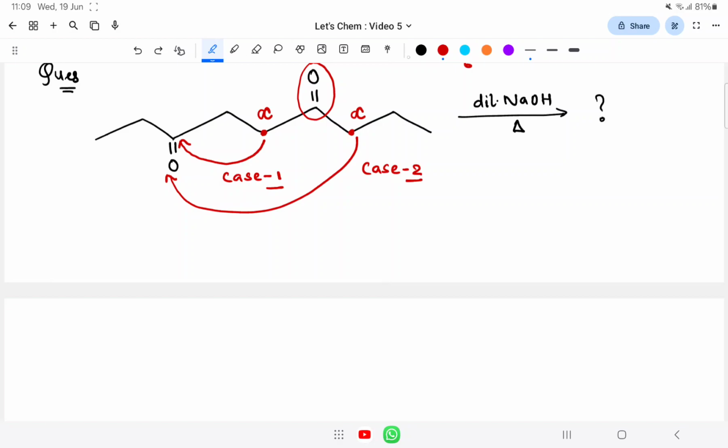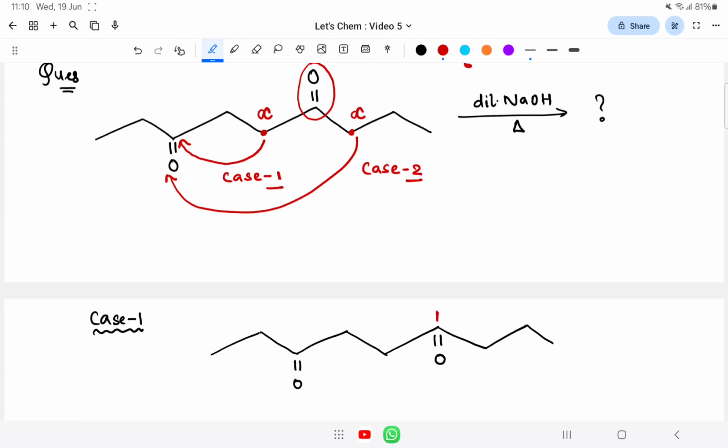So first I'll show you case 1. I hope you can see what attack is happening in case 1. Before that, guys, the most important part is the numbering part that we will do for case 1. So first I'll draw the compound again. 1 2 3 4 5 6 7 8 9, this one and this one. As I told you, can you tell me which is going to be the first carbon? Any guesses, any ideas? Yes, correct.